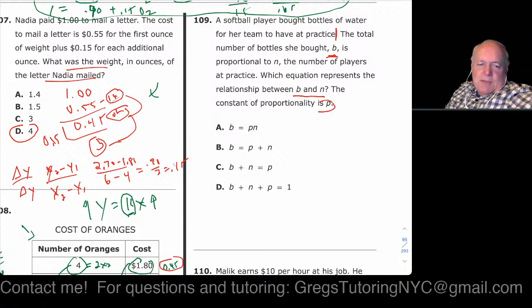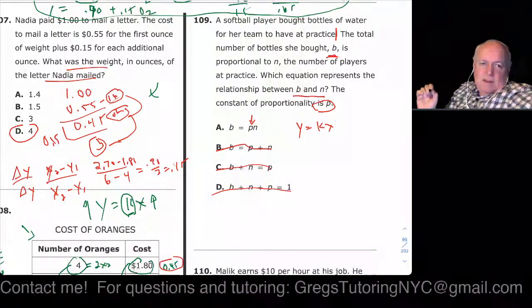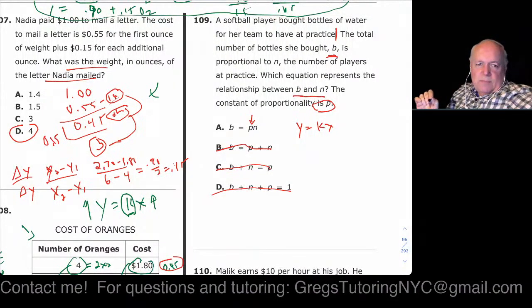So everything I just talked about for the other question is the case. A constant of proportionality doesn't look like this, it doesn't look like this, it doesn't look like this, right? It's Y equals KX, and they're telling us that the P is the variable. So let's try to make sense of this. If she bought bottles of water for the team, and the total number of bottles she bought was B, I'm going to put tot here for total, right? B is proportional to N, the number of players.